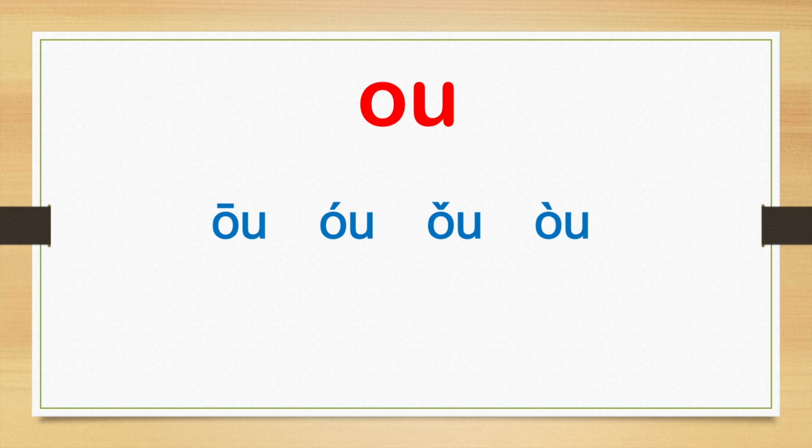Next one, o. O, o, o, o. For example, go with initial g and the third tone, go, which means dog.